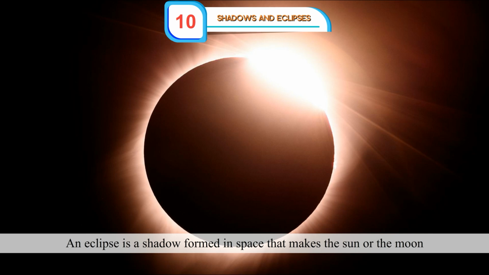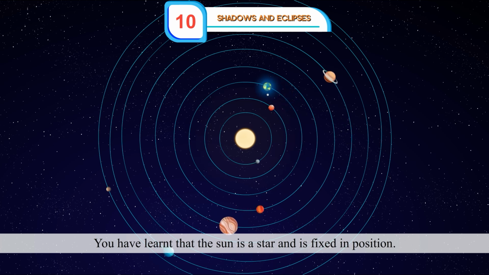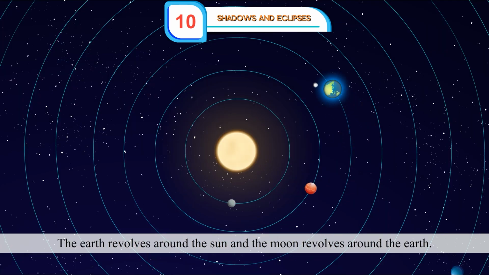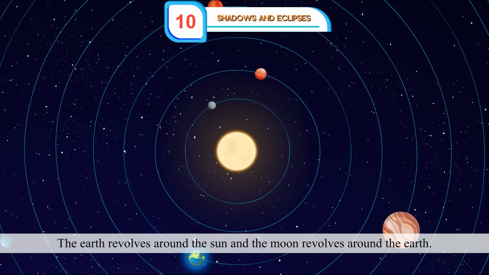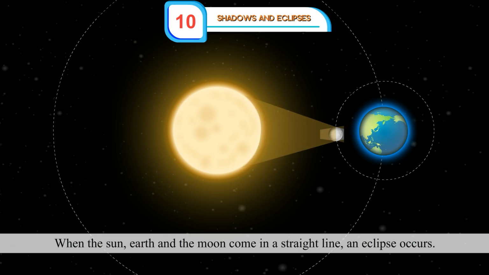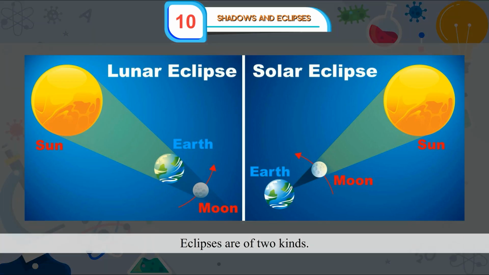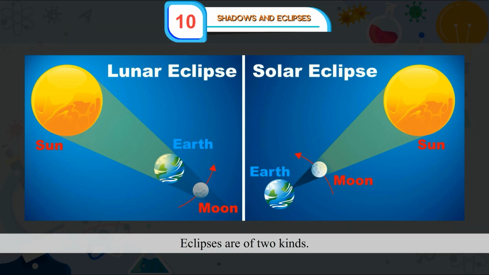An eclipse is a shadow formed in space that makes the sun or the moon invisible for some time. You have learned that the sun is a star and is fixed in position. The earth revolves around the sun and the moon revolves around the earth. When the sun, earth and the moon come in a straight line, an eclipse occurs. Eclipses are of two kinds.